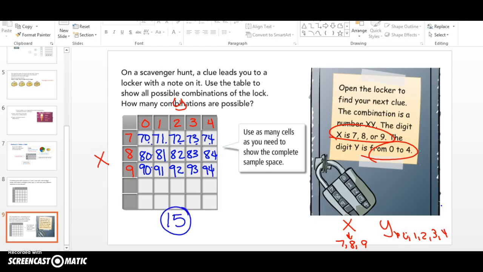So that might be important to know because if there's only 15 combinations, would that be a very secure thing? No, because you could go through all those and figure out how to unlock it. Okay? All right, that is it.